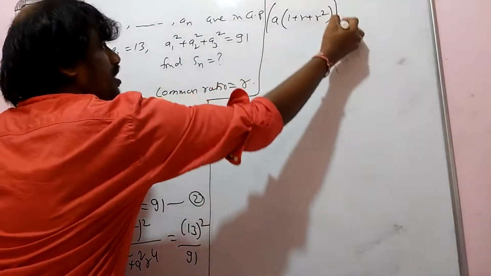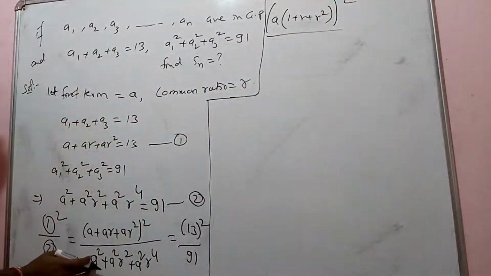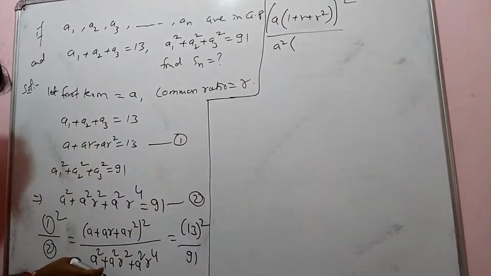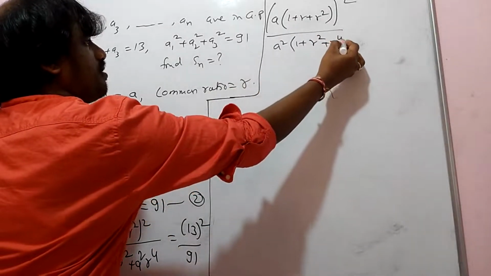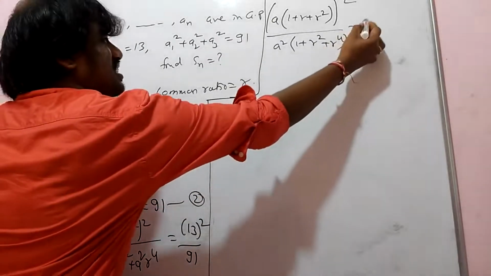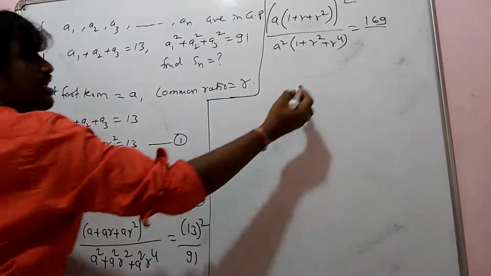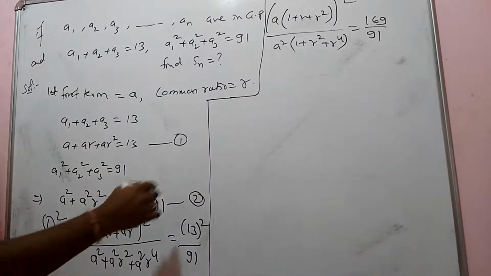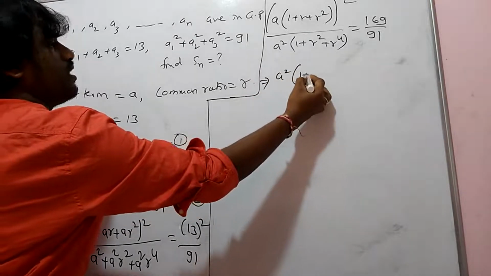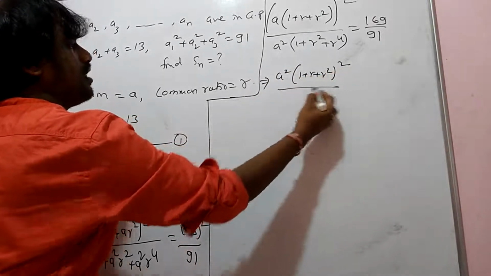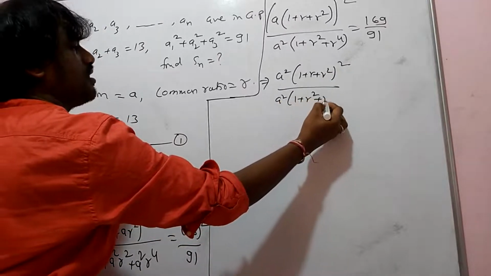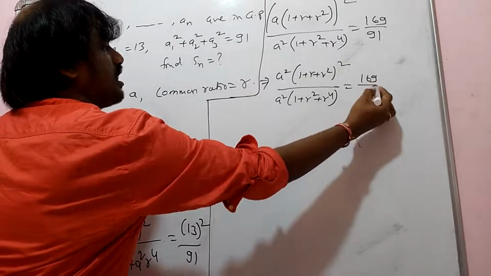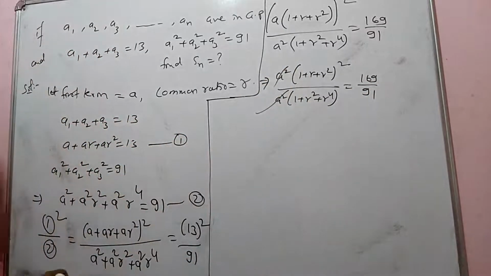And this is a whole square, divided by, then here I can take a squared common. So what I am going to get is 1 plus r squared plus r power 4, that is equal to 169, 13 squared is 169, divided by 91. Any doubts here? Now separate the squares here. I get a squared into (1 plus r squared) whole squared, divided by a squared into (1 plus r squared plus r power 4), is equal to 169 by 91. a squared gets cancelled out.